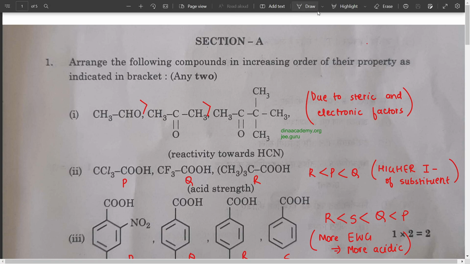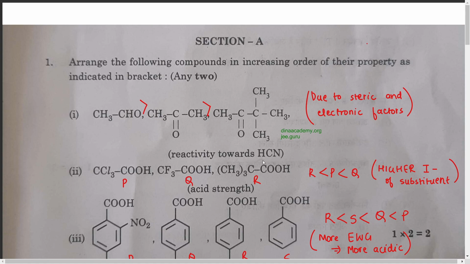Everything was just fine. So anyways, the first question is, arrange the following compounds in increasing order of their properties as indicated in the bracket. The first one is reactivity towards HCN. Now, this is just a nucleophilic addition reaction, and we know that aldehydes are more reactive than ketones, and ketones are more reactive than highly substituted ketones like this. So hence the order is this.